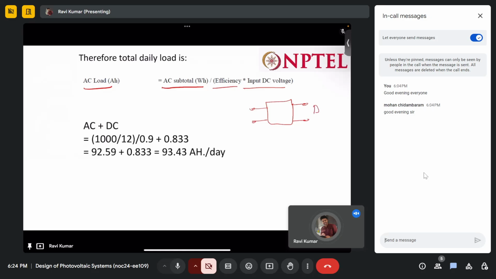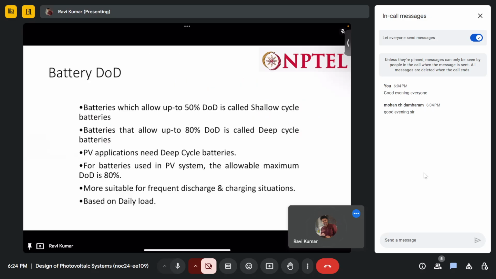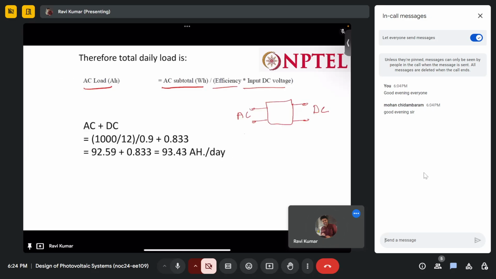This is our DC side. This is our AC side. So if our AC side is coming to be 1000 watt hour, how much ampere hour is that in the DC side, because it is running from the battery? So we need ampere hour. So we need to know how much ampere hour from the DC side.